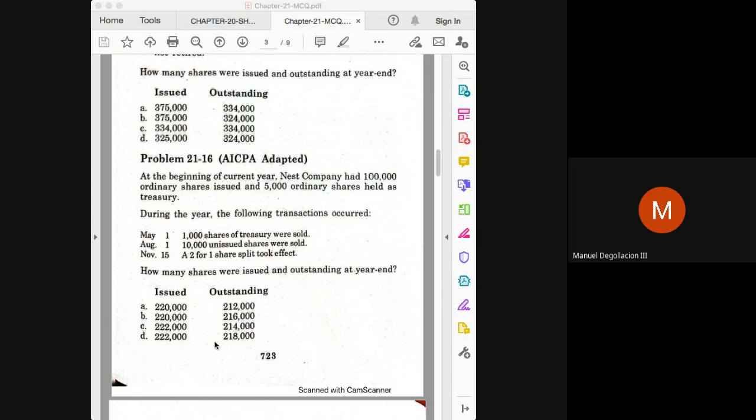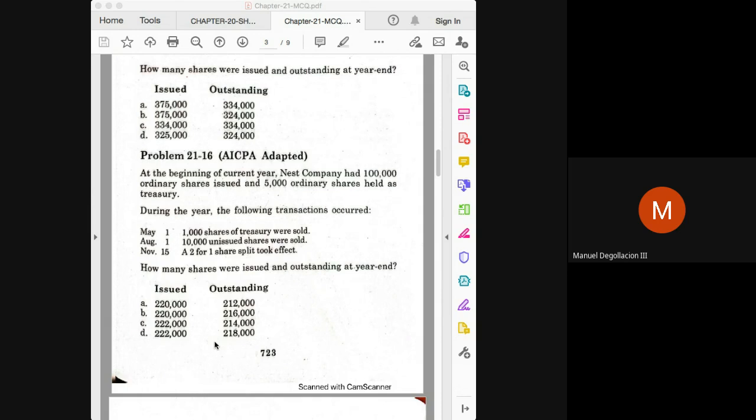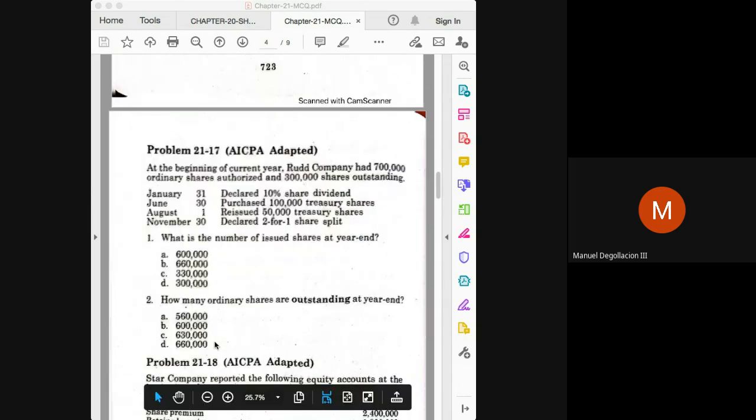And then on November 15, there's a 2-for-1 stock split. So that means our treasury shares will be doubled. We will multiply it by 2. So total treasury shares will now be 8,000. So 220,000 minus 8,000, our shares outstanding would be 212,000. So the answer here in problem 21-16 would be alpha.